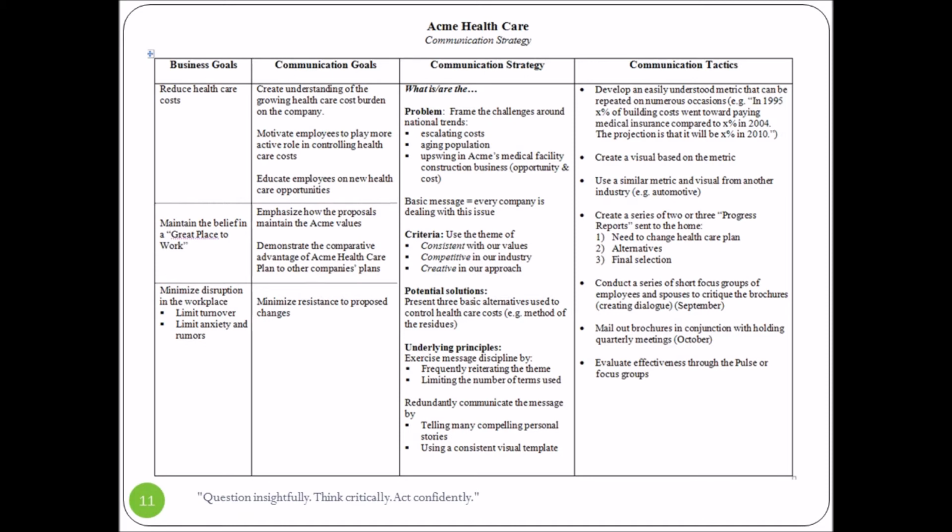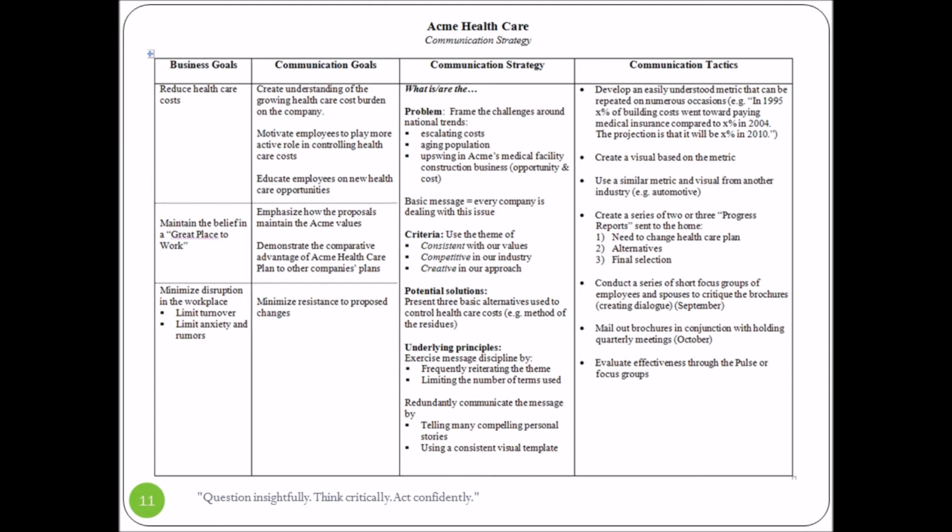So what drives it are the business goals. For this particular organization, their goals were to reduce healthcare costs, minimize disruptions in the workplace, but also maintain the belief that this is a great place to work, because that's one of their overarching goals, to show employees that this is a great place to work. So what led to that were my communication goals. And as you read this, you'll see that many of these goals are really high level on our hierarchy. The educate, you want to inspire employees, that type of thing.